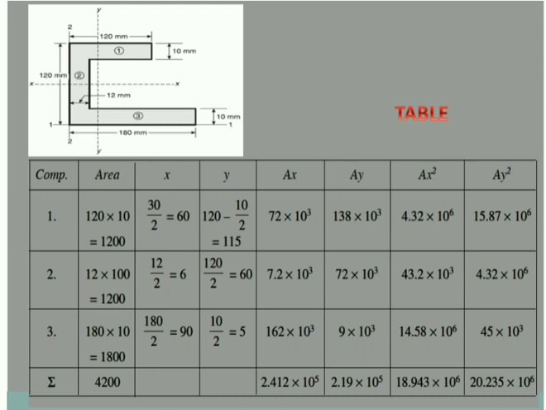Then for the second element, width is 12 and height is 100. Why are we taking the height as 100? See, 120 is from top to bottom, but for element 2 we are not taking from top to bottom. We have to divide that element properly, and top 10 is gone, bottom 10 is gone. So the height of the second element is 100. So area will be 12 by 100. Then the x value, that is the horizontal distance, width by 2, that is 12 by 2.